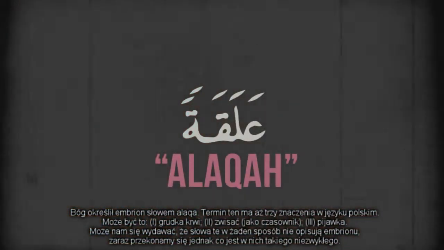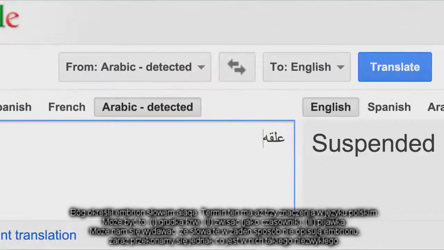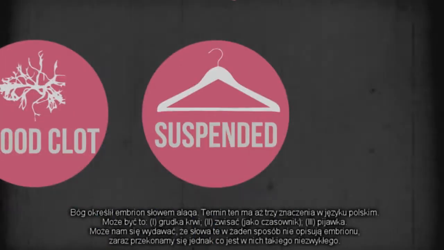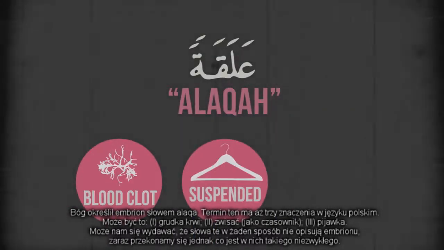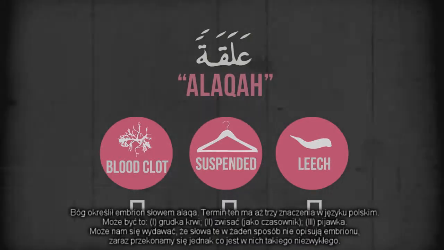The word alaqa, when translated into English, can mean three separate things. Firstly, a blood clot, or secondly, to be suspended, that is to be hanging or clinging to something, or thirdly and finally, a leech. Now, all three definitions don't come anywhere near what we perceive to be the human embryo. So, why are these words used and what significance do they share with the human embryo?